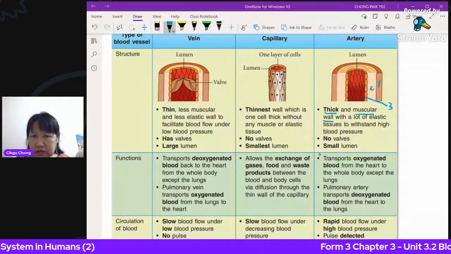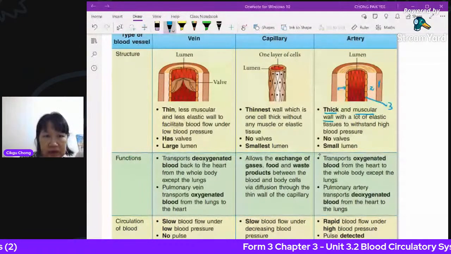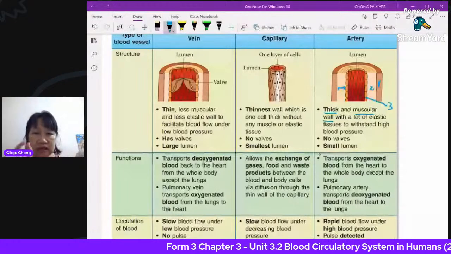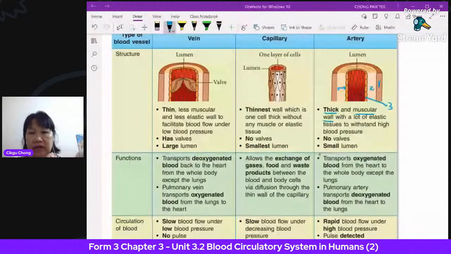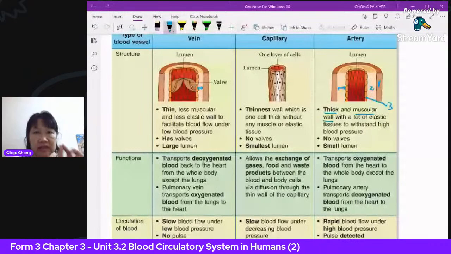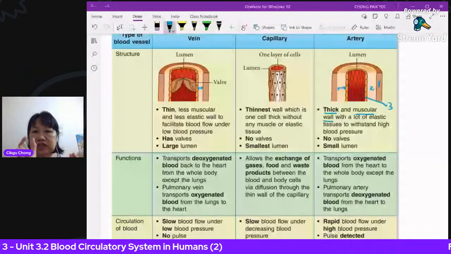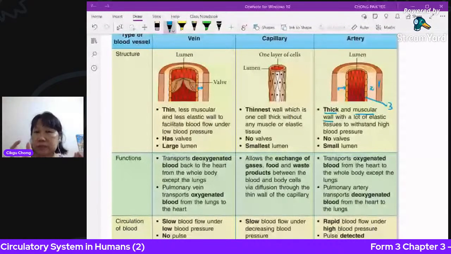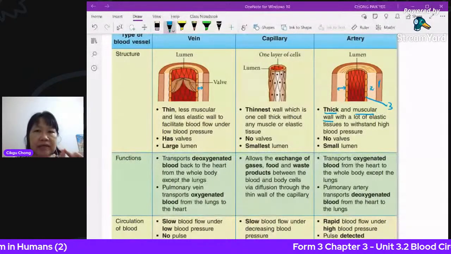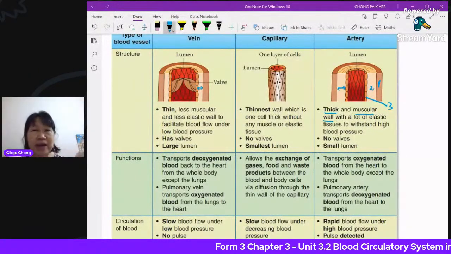Now this is thinner. Okay, you look at the second layer. The second layer is a light yellow color. The vein has a thinner layer of muscle. The artery has a thicker layer of muscle. Now, why? The difference is important here because the blood that comes out of the heart is high pressure.